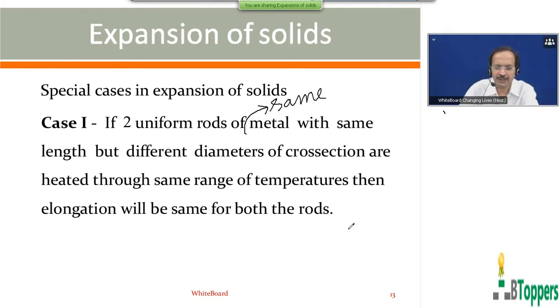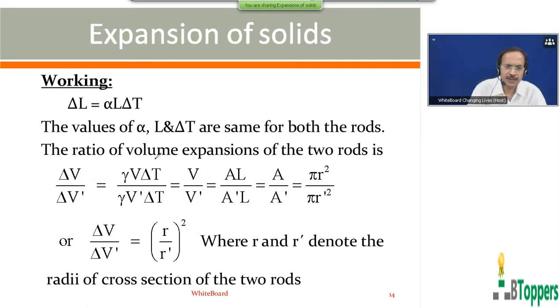So I am going to show you that small working which I explained just now. That also I want to show on screen. So delta L, you can write alpha into L into delta T. The values of alpha, L and delta T are same for both the rods. Therefore delta L will be same for both the rods. That means increase in the length of second rod is same as increase in the length of first rod.